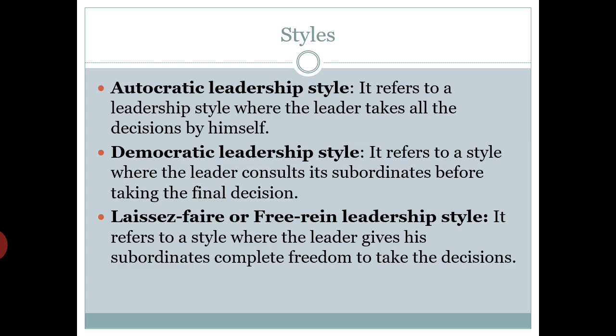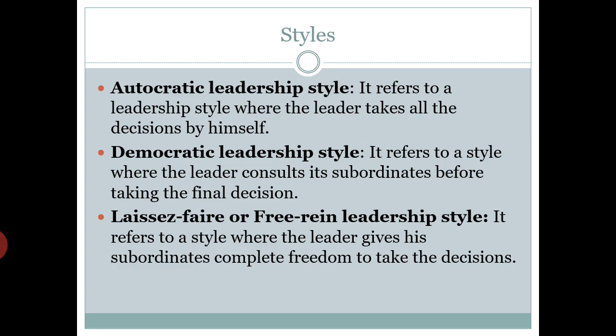By the leader himself. Such type of style is called autocratic style of leadership. Then the second one is democratic leadership style. As the title itself suggests, democratic, somewhat participative. It is for, of, and by the followers or subordinates. Such type of leadership style is called democratic leadership style.